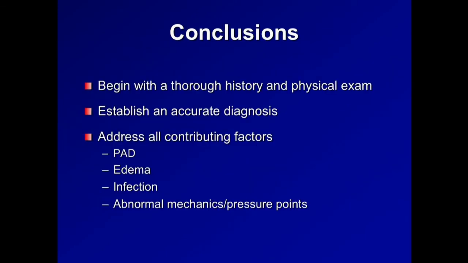So in conclusion, assessing patients with lower extremity tissue loss begins with that thorough history and physical exam to establish an accurate diagnosis. Then we have this balance of wound healing factors to address things such as arterial disease, edema, infection, and abnormal mechanics. Thank you.